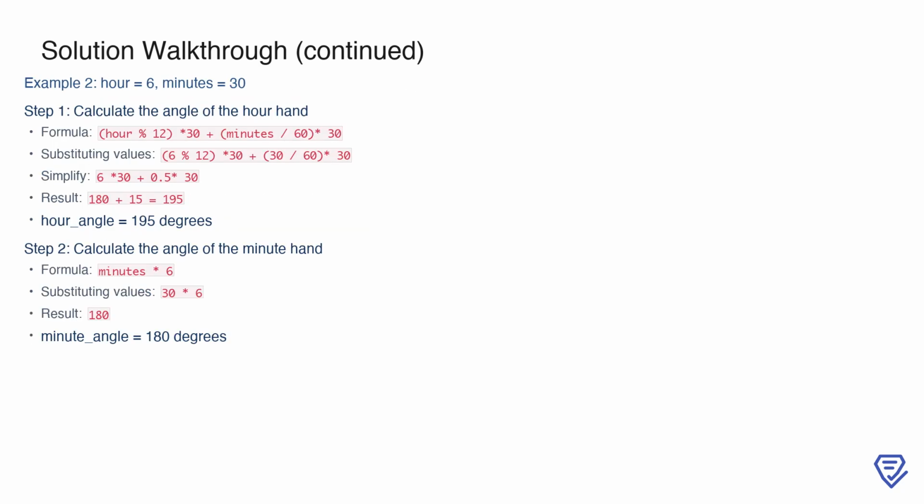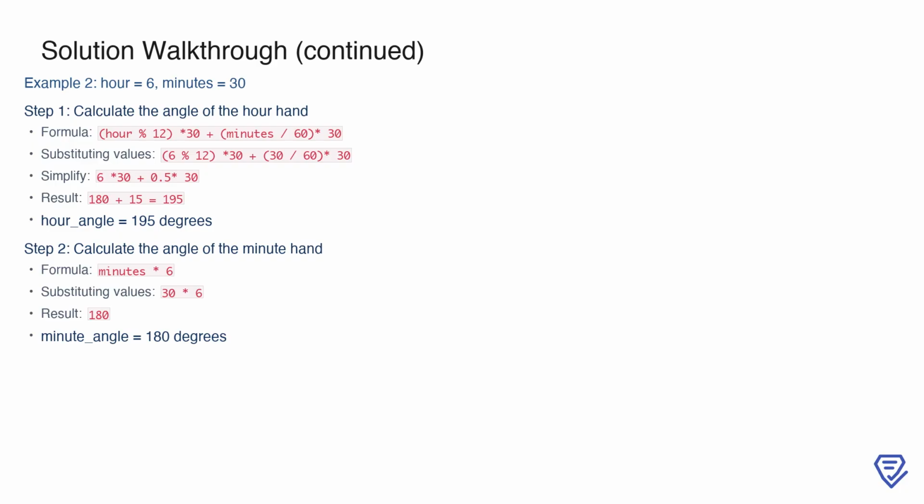For the next example, we have the hour set to 6 and the minutes set to 30. As before, we start by calculating the angle of the hour hand. Using the formula hour % 12 * 30 plus minutes/60 * 30, we substitute the values to get 6 % 12 * 30 plus 30/60 * 30.